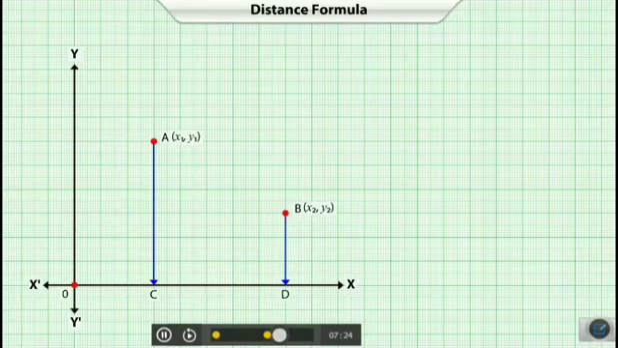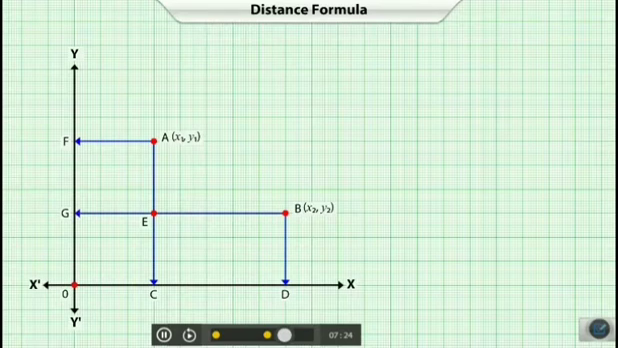Similarly, draw a line from point A parallel to the x-axis. This line meets the y-axis at point F. Now, draw another line from point B parallel to the x-axis. This line meets the y-axis at point G. Let point E be the point of intersection of the lines AC and BG.